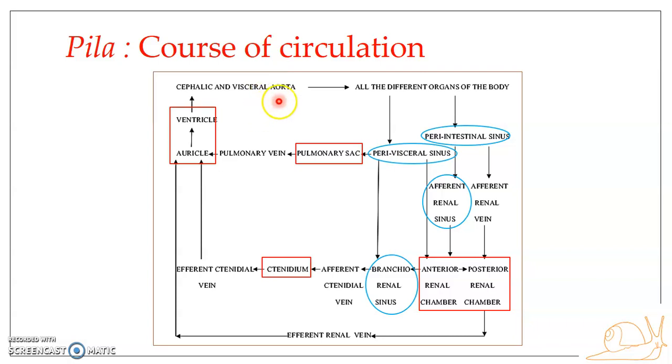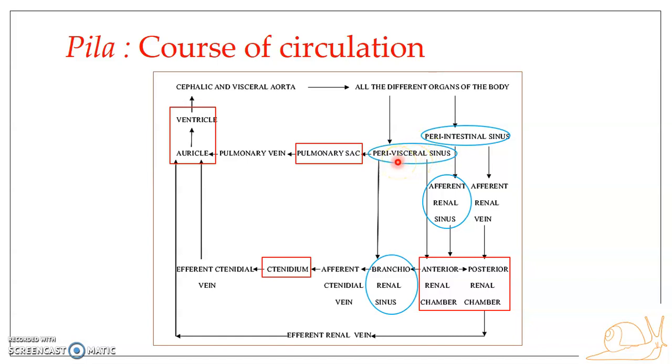Okay, and from there, the deoxygenated blood is collected by veins and venules, and it is poured into the periintestinal sinus. Okay, I hope it is clear now. So the blood from the visceral mass is collected in the periintestinal sinus, while the deoxygenated blood from the anterior part of the body is collected in the perivisceral sinus.